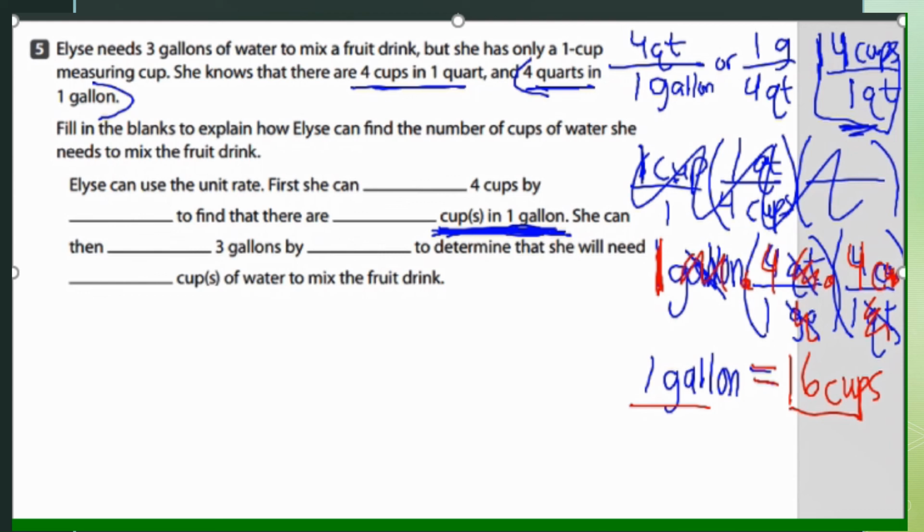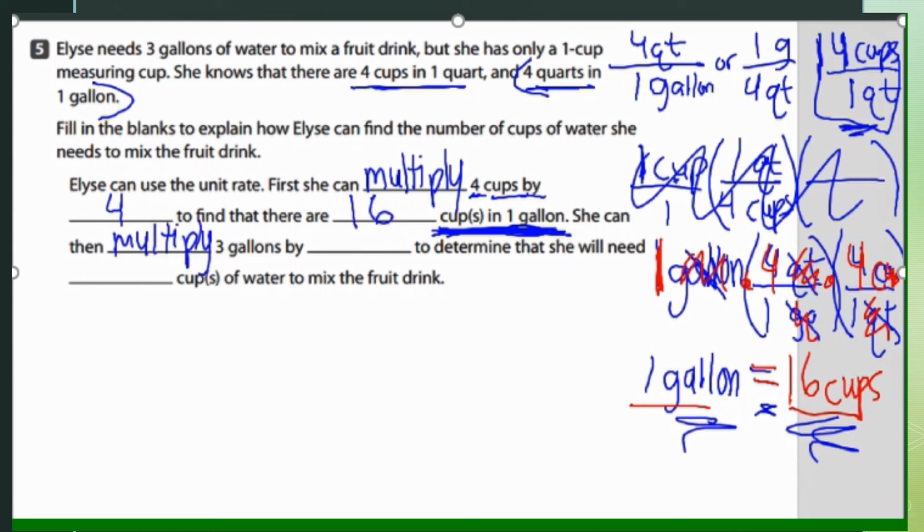So what do we have to do? First, she can multiply 4 cups by 4 to find that there are 16 cups in 1 gallon. She can then multiply 3 gallons by 16 to determine that she will need 48 cups of water. Now, this is not really how I would work it out. We learned that what are we starting with and where we're trying to go, so let's take that route.